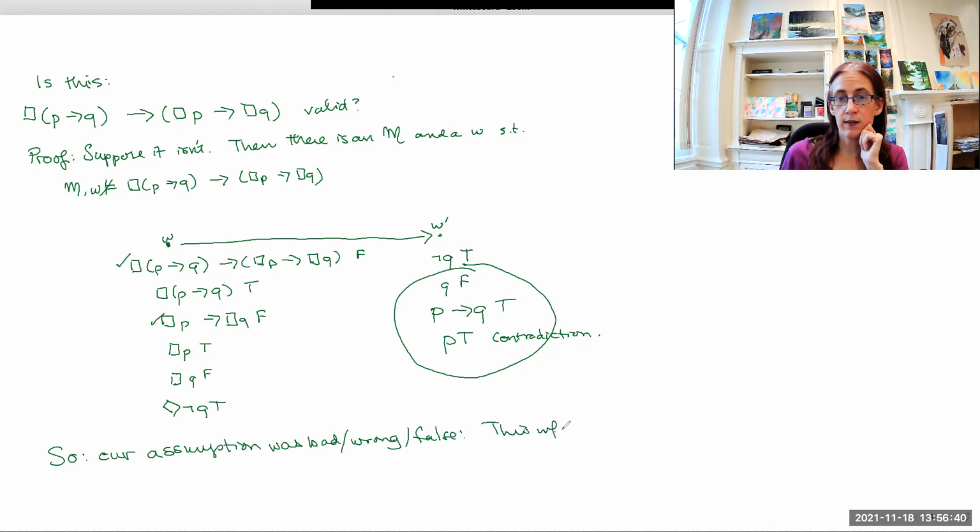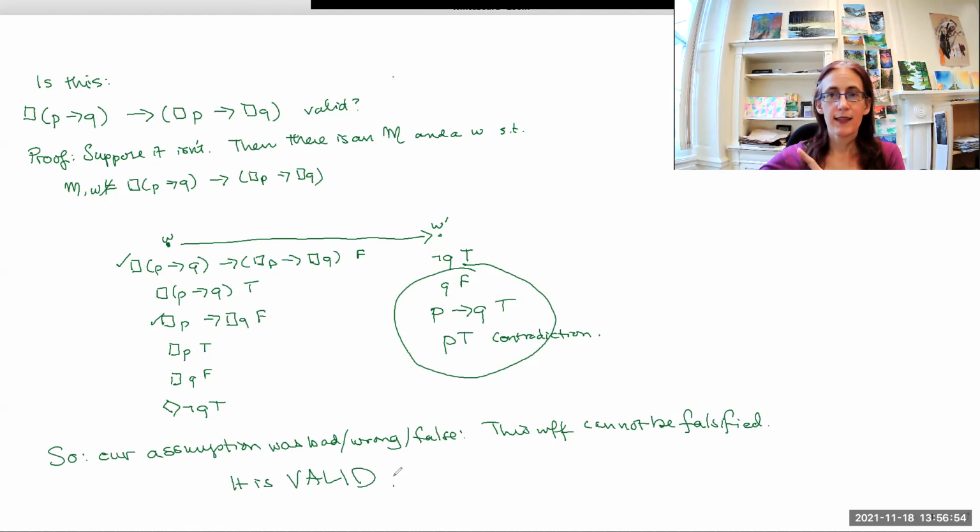This formula cannot be falsified. Since it cannot be falsified, it is valid. Now, let's try something else, because it's useful to be able to see how it goes both when things go wrong, as it did here, and when things go right.